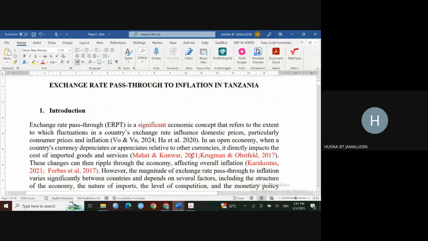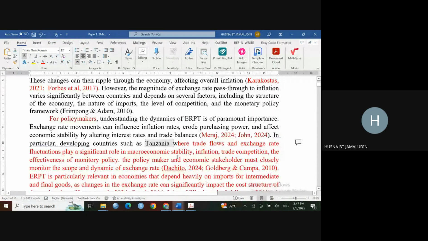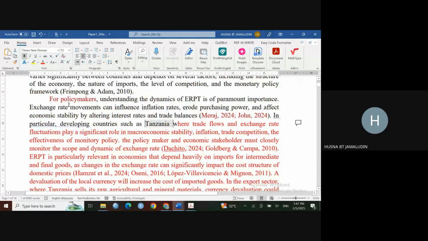And later on, because you want to focus on Tanzania, my advice is in one paragraph, just the whole general idea around the world. The second paragraph, focus on Tanzania. Okay, so make it concise. I will comment on this later.